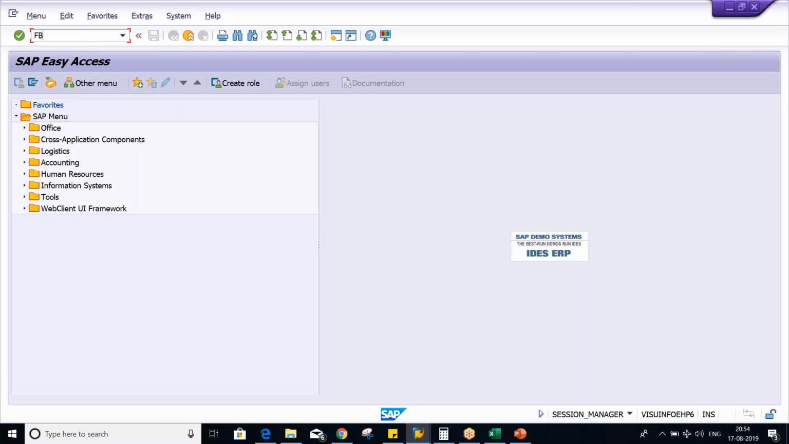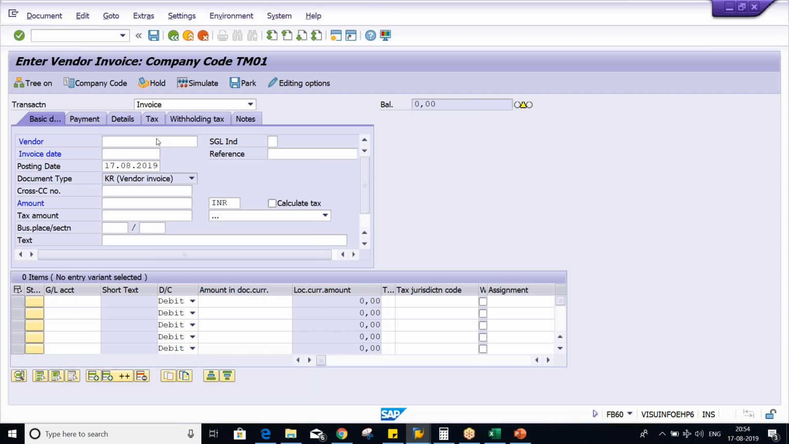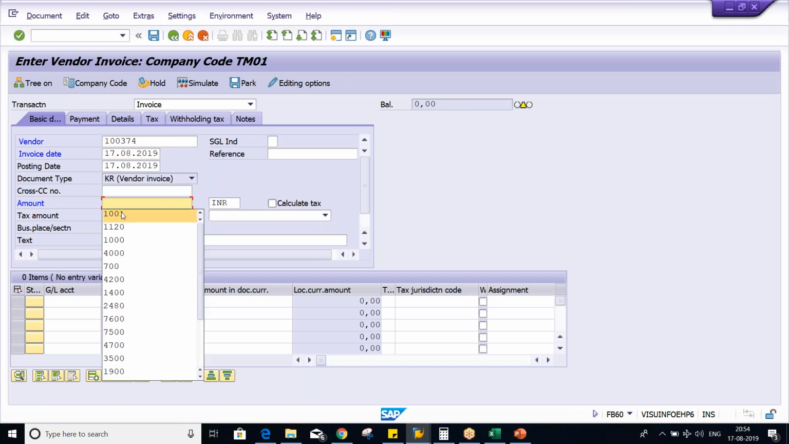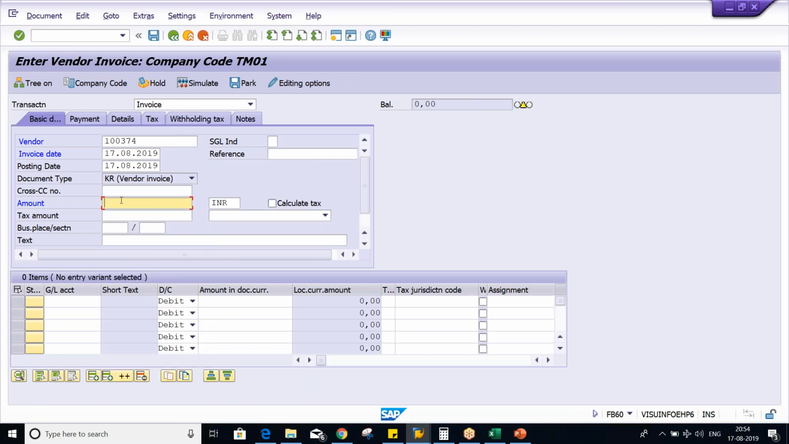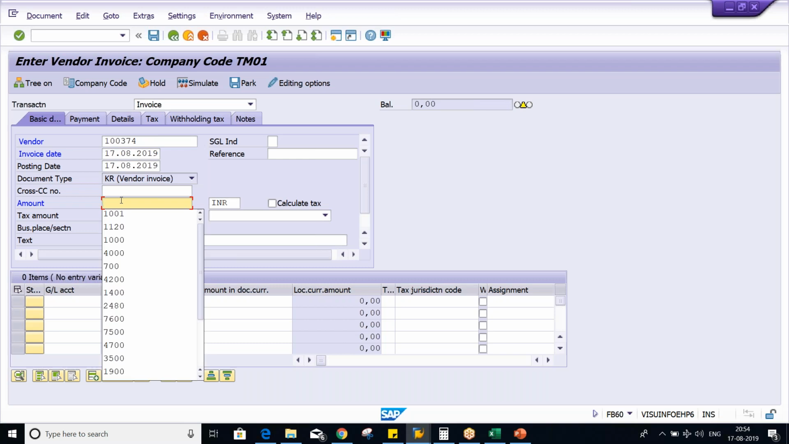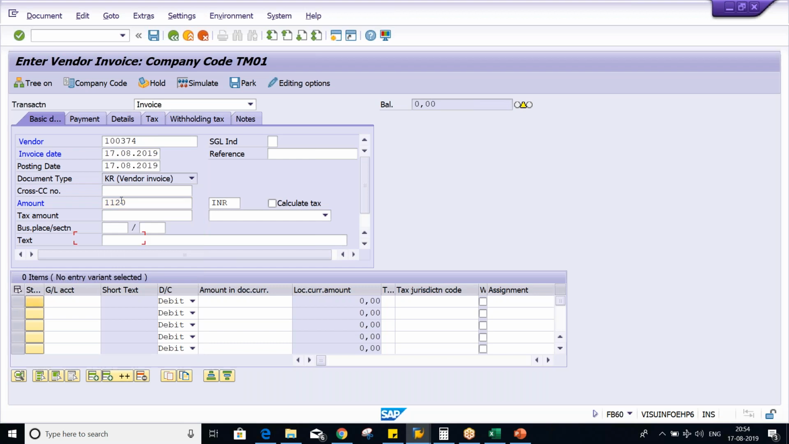Use transaction code FB60 and take an example of any company code. I'm going to use some vendor, and here give 1000 rupees, guys, and 1000 rupees plus 120 will be the GST, so it will be 1120. Here rent account 1000, and give your tax code, that is T1.